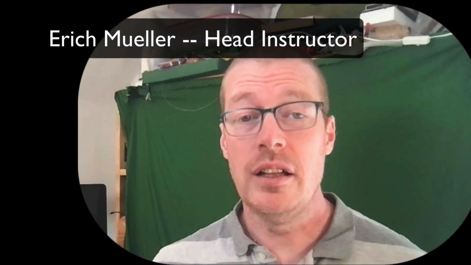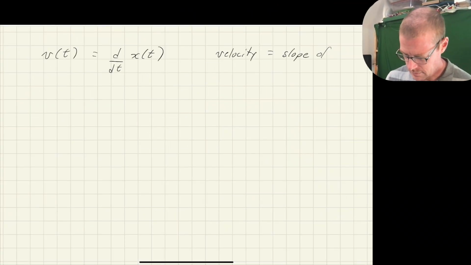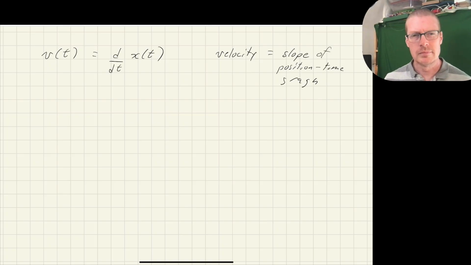An important skill is knowing how to convert between position time graphs and velocity time graphs. The trick is that velocity is the slope of the position time graph. Let's do a couple examples.